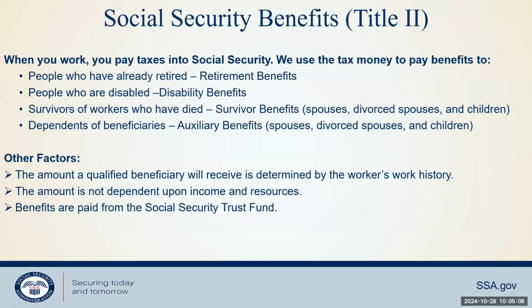So other factors under the Social Security benefits, or Title II, is the amount a qualified beneficiary can receive is going to be determined on the wage earner's work history. So everybody's amount is different because our wage and work history is different. Amount is not dependent upon income and resources, so we normally will not ask what other forms of income do you have coming in, what are your resources, things of that nature. Your retirement and disability amounts are based, again, on your work history, what you've already paid into the program. And all the funds for the benefits that I just mentioned come from that Social Security trust fund.